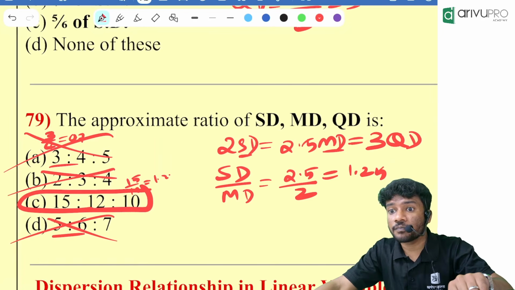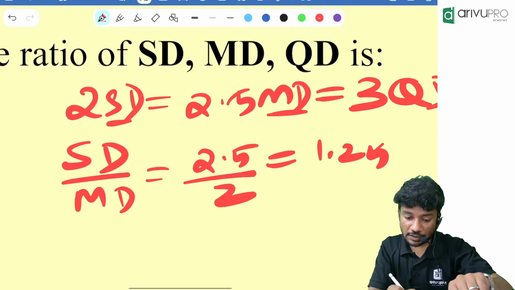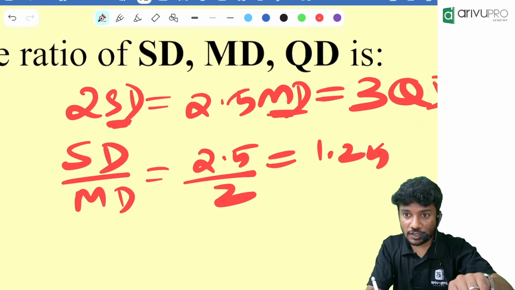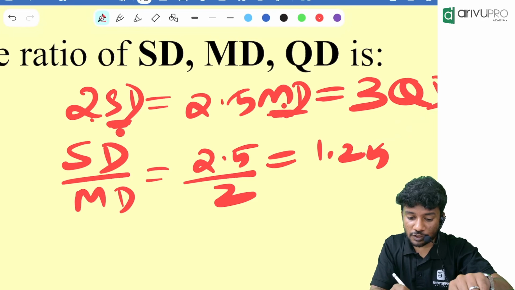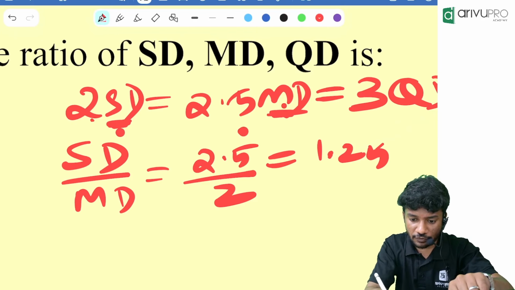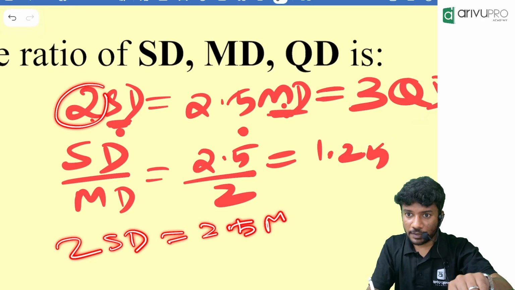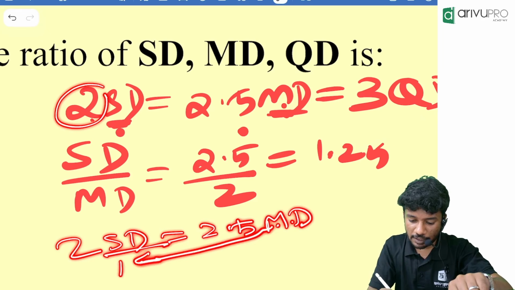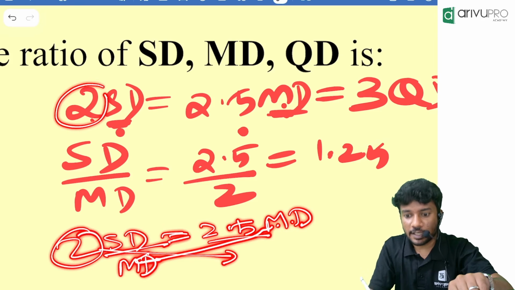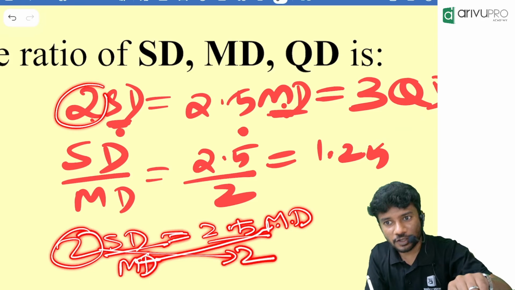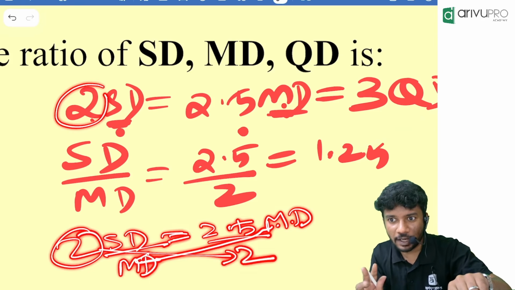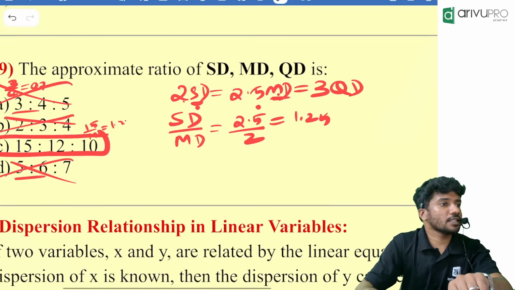Who is asking? SD is here and MD is here. SD divided by MD means 2 should go to the other side. Look here carefully. 2 SD is equal to 2.5 MD. We need to find SD by MD. MD comes to the denominator. SD by MD is equal to, this 2 should go to the denominator, that is 2.5 divided by 2. Got it? Understood? So the answer is what?